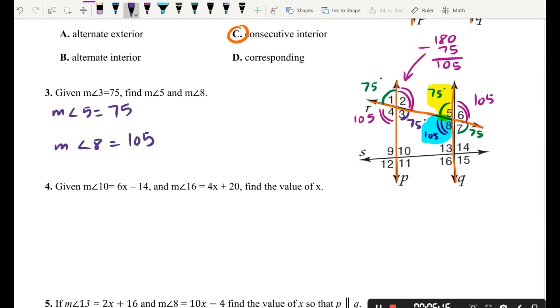Number 4, angle 10 and angle 16. Given angle 10 is 6x minus 14 and angle 16 is 4x plus 20, find the value of x. Again, if you need more time, go ahead and pause the video so you can write it down. I'm about to erase the notes right here, so we just focus on 10 and 16 only.